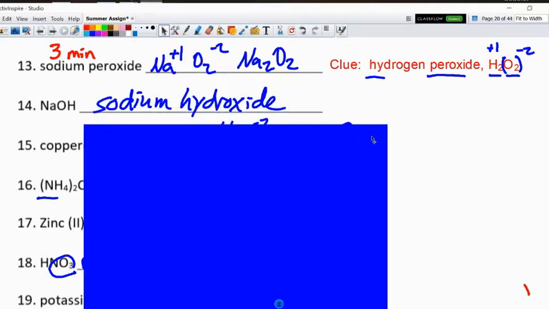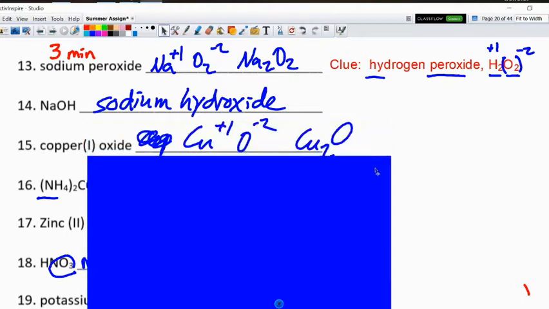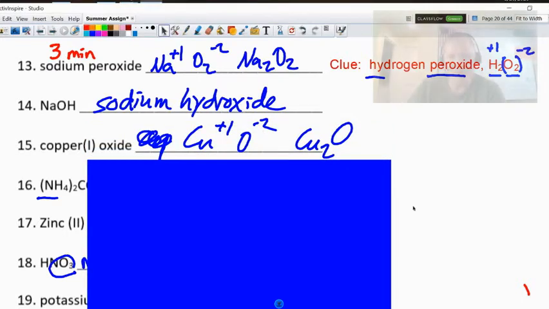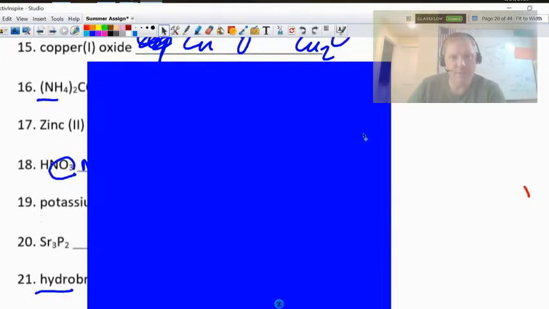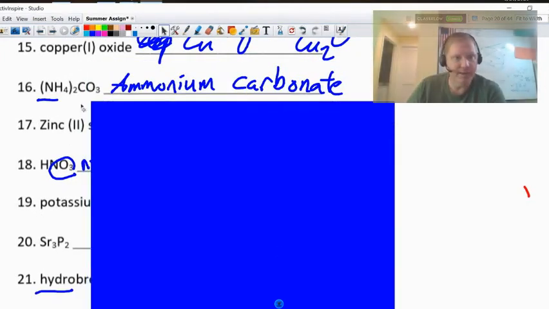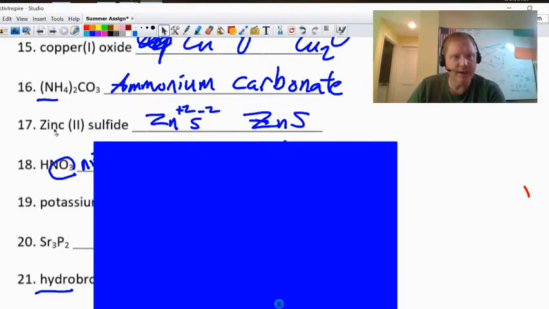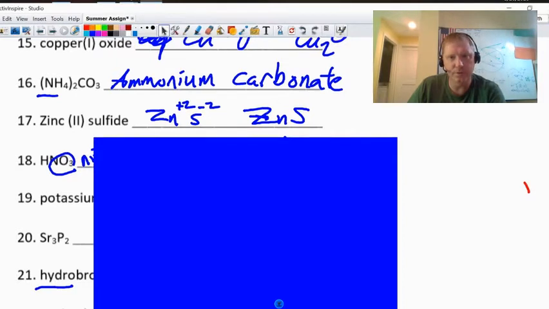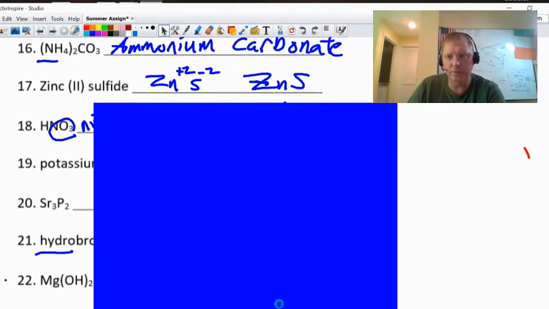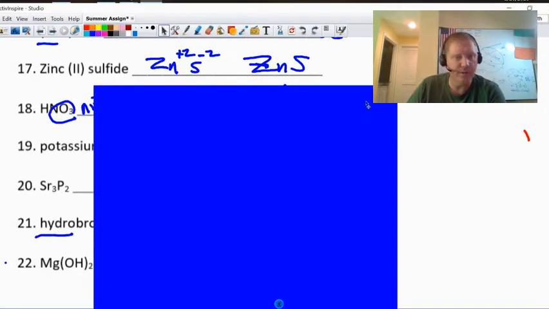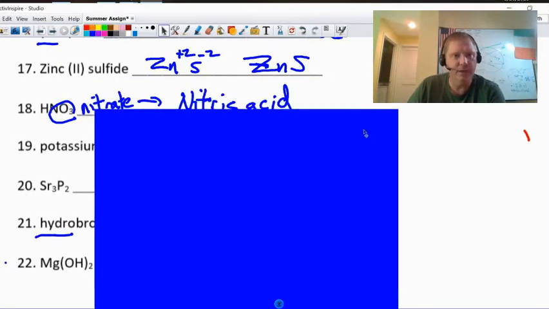Sodium hydroxide, sodium hydroxide. I'm just going to keep going. Copper's a Roman numeral 1, so that's a +1. Then we have oxygen. So there's 2 coppers. Ammonium carbonate. That's ammonium, that's carbonate. Enough said. Zinc sulfide. Now, zinc's a +2, sulfur's a -2, so there's only 1 of each of those. If you wrote Zn2S2, make sure you reduce to the lowest whole number ratio for ionic compounds.